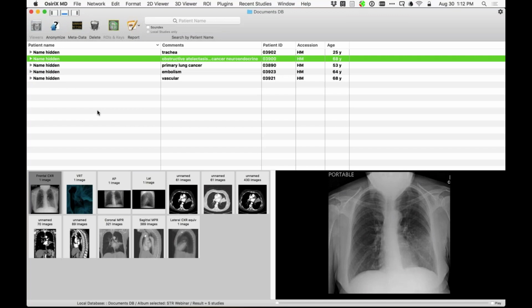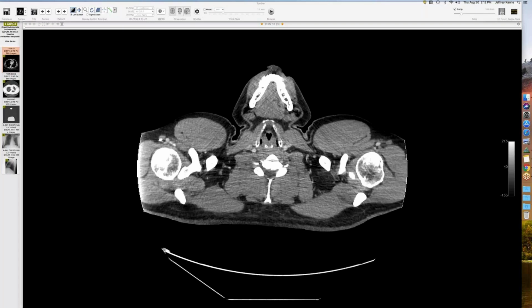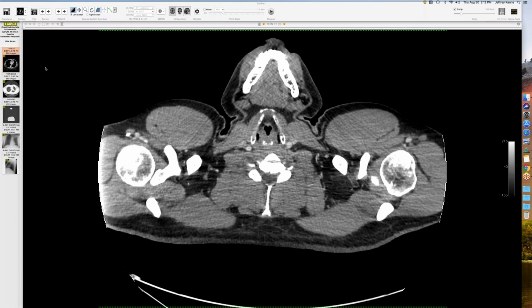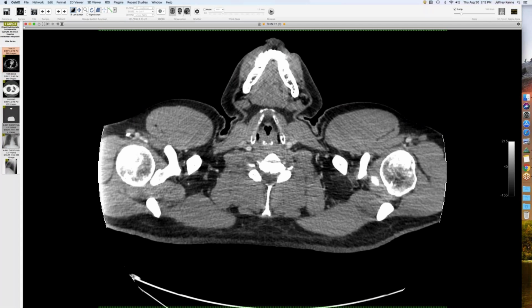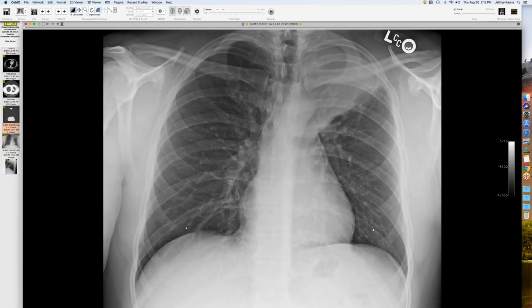Well, I have a perfect companion case for Howard's. Let me bring this one up and then show my screen here. Hold on just a second. All right, do you guys see my screen, a CT? Good. Okay, well, here, I'm going to show the radiograph.